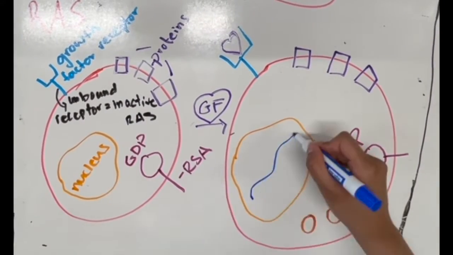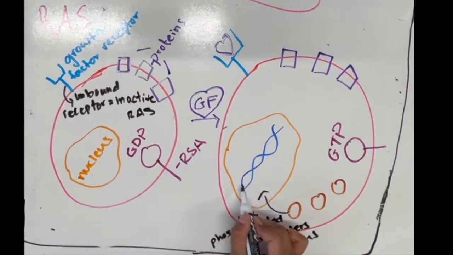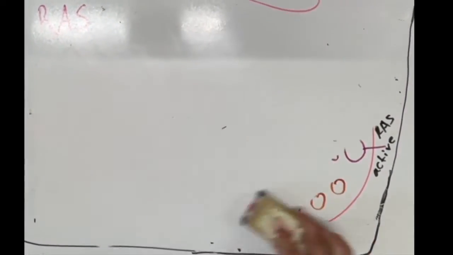In doing so, the RAS will phosphorylate a series of proteins, and the last protein to be phosphorylated will enter the nucleus. The nucleus contains a gene that requires a protein, and it will get activated by the protein that just entered and begin the cell cycle.